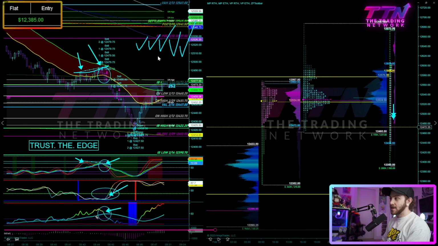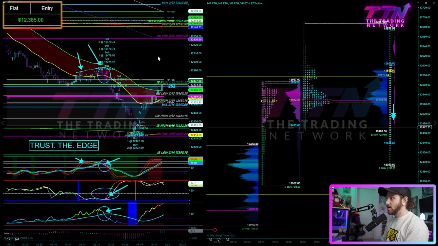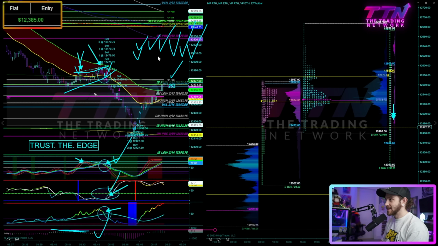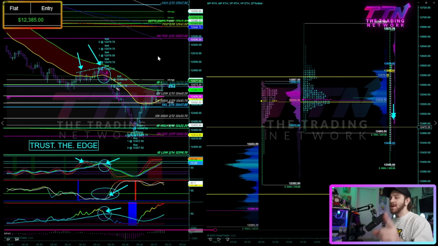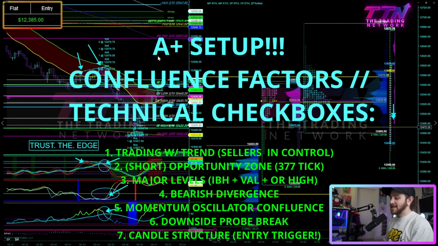That's 5 checkboxes. We had the delta divergent as well, right? You can see here, price is moving up, delta is moving down. That is 6 checkboxes, and we also had a probe, aka a trend line, broken to the downside at the same time that I got the candlestick structure that I needed. That is 7 boxes checked, my friends. That is a lot in our favor. Once again, 1, 2, 3, 4, 5, 6, 7 boxes checked. That is an A++ setup. That is why I leaned into this setup.